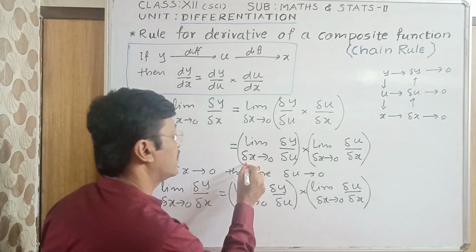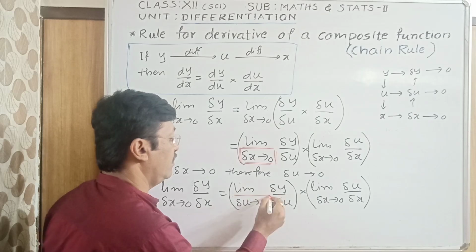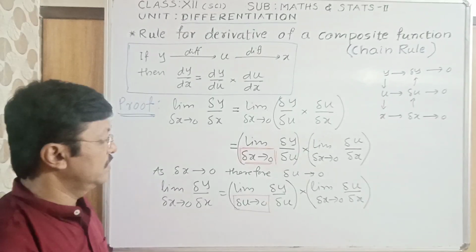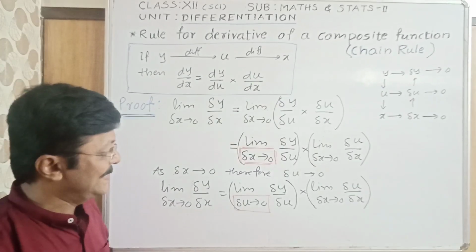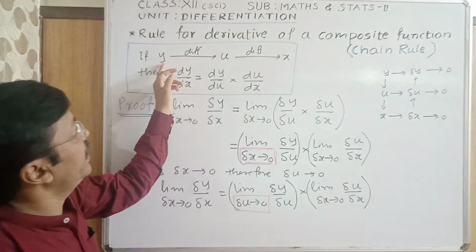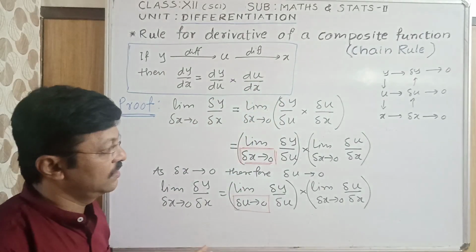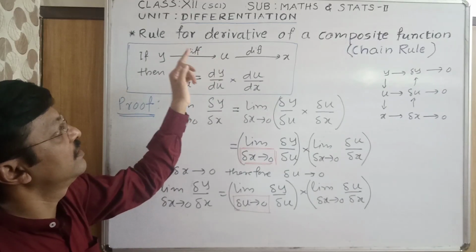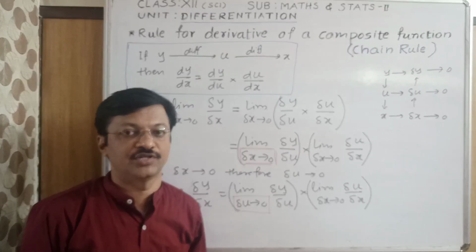Note that change: delta x tends to 0 is replaced by delta u tending to 0, because we can do this. Then we shall make another argument using the statement. Now the statement says that y is a differentiable function of u and u is a differentiable function of x. It means that dy by du exists and du by dx exists. So we shall make use of this information.